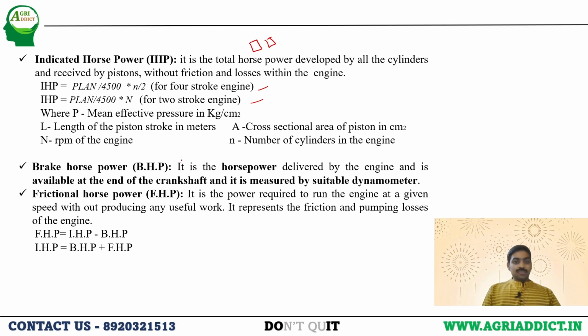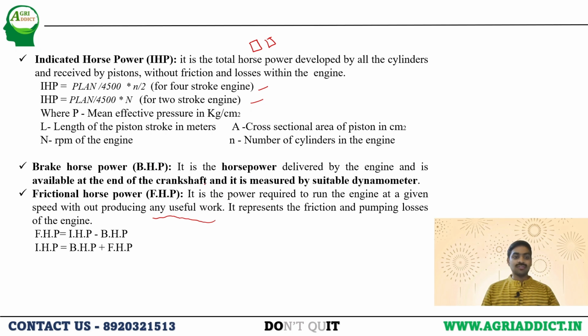And now the point is, what is BHP and FHP? Brake horsepower is the horsepower developed by the engine which is available at the end of the crankshaft, and it is measured by a suitable dynamometer. And what is FHP? That is frictional horsepower. It is the power required to run the engine at the given speed without producing any useful work. Here no useful work is being produced, but that is the power required to run the engine.